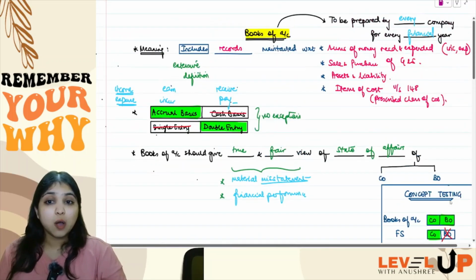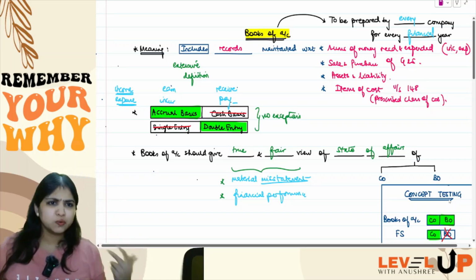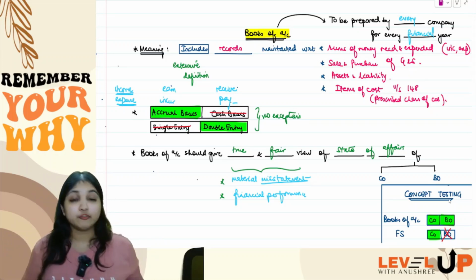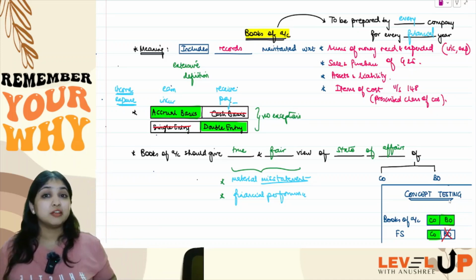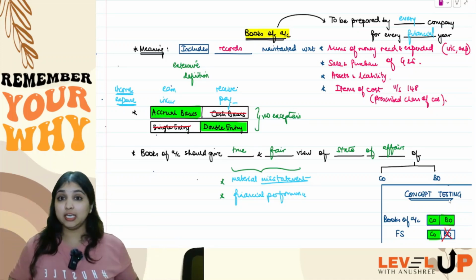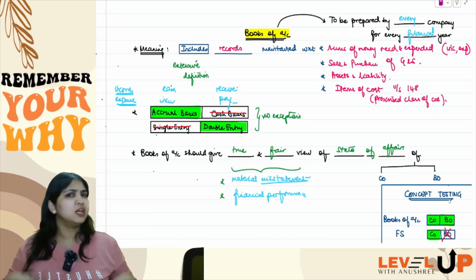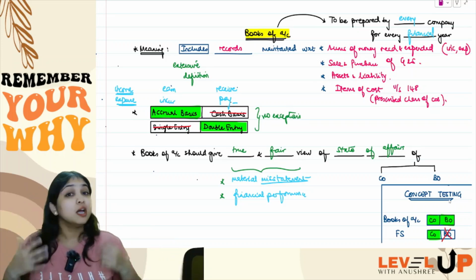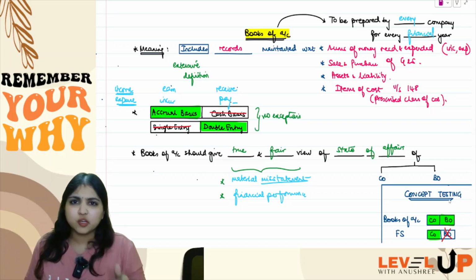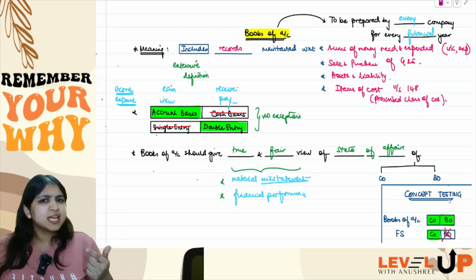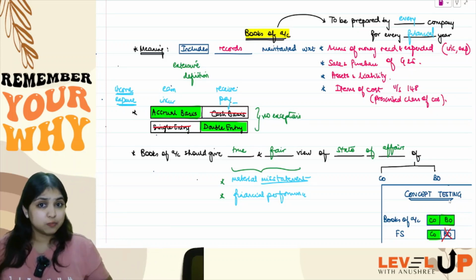So until now, how many points have we learned? Point number 1, we learned which company has to prepare books of accounts? Every company. When does a company have to prepare? Every financial year. What should the books of accounts contain? What is the definition? Means or includes? Includes. Exhaustive definition, extensive definition? Extensive definition. It includes what? Records. Records relating to what? 4 things. What are the 4 things? Sums of money received and expended, sales and purchase of goods and services, assets and liabilities, items of cost.